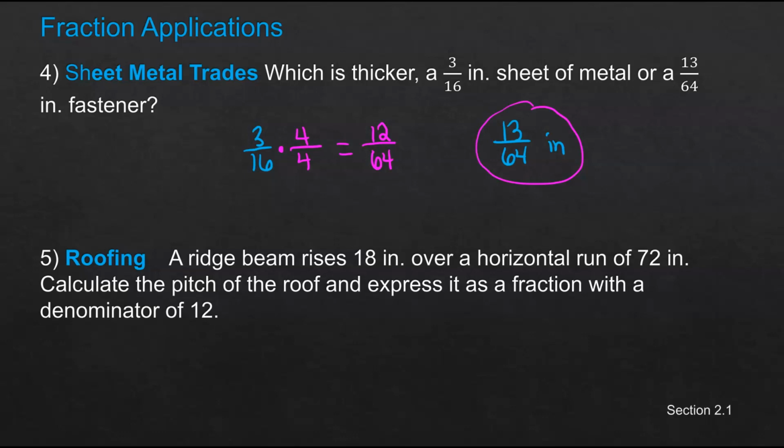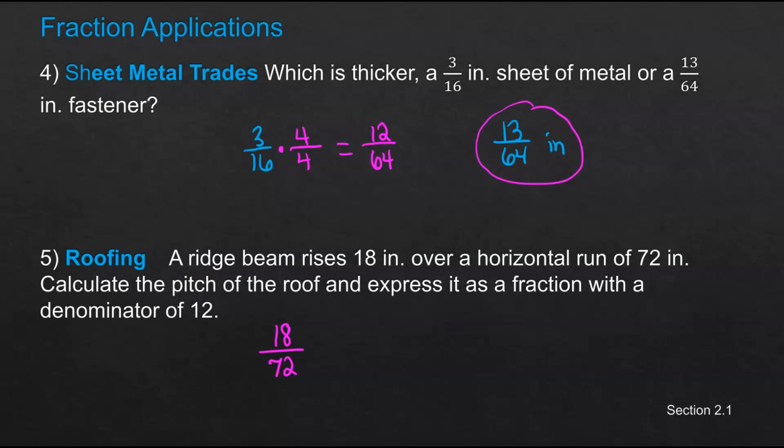Okay, the next one says a ridge beam rises 18 inches over a horizontal run of 72 inches. Calculate the pitch of the roof and express it as a fraction with a denominator of 12. Now this has to do with basically simplifying a fraction. If we write this as rise over run, then we have an 18 inch over 72 inch. And that is going to be our pitch.